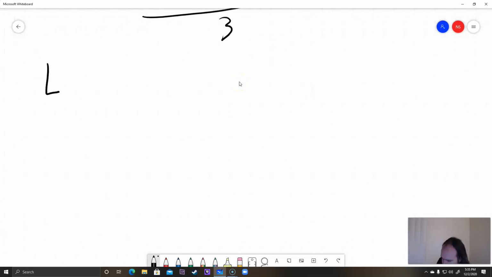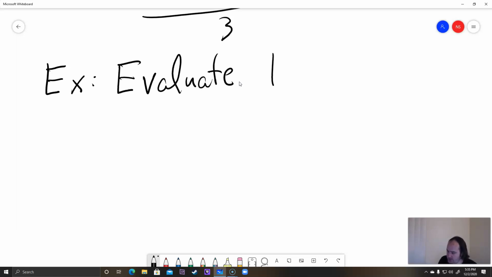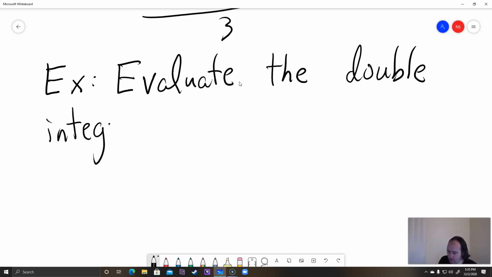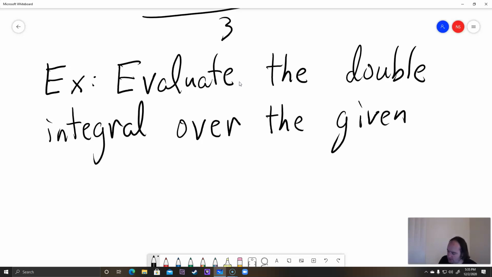Okay, so new example. Evaluate the double integral over the given region R.